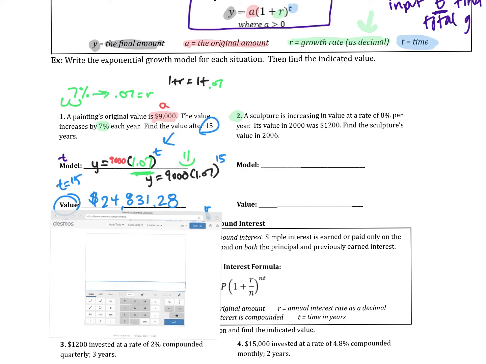All right, number 2, a sculpture is increasing. That's what tells us that we're talking about exponential growth, that word increasing here, at a rate of 8% per year. So we were just given our rate.